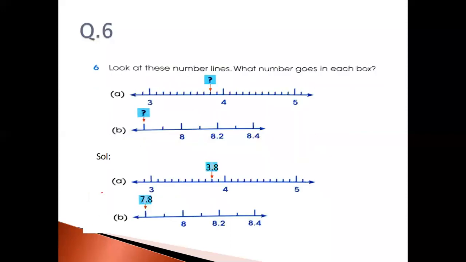Here is question number 6. Look at these number lines. What number goes in each box? In part A, they have shown us a little part of the number line, which shows that 3 points are plotted here: 3, 4, and 5.